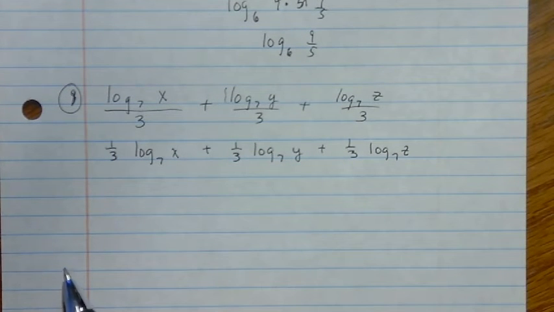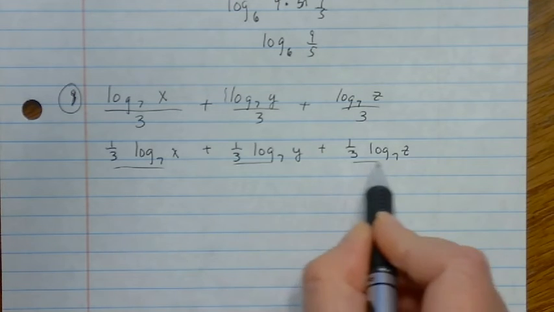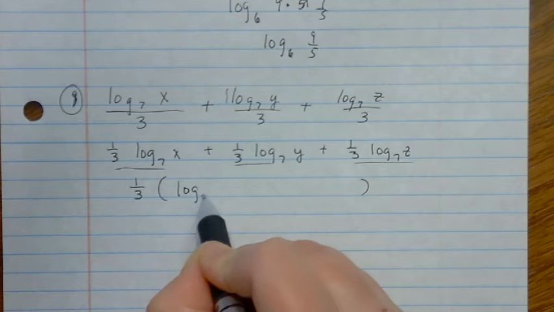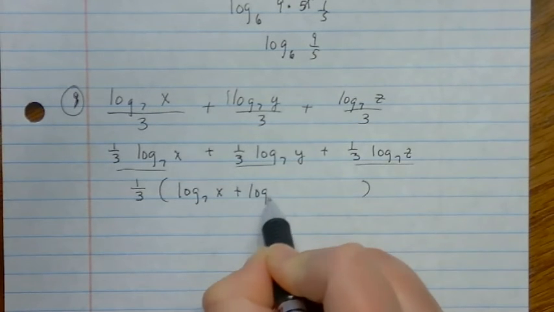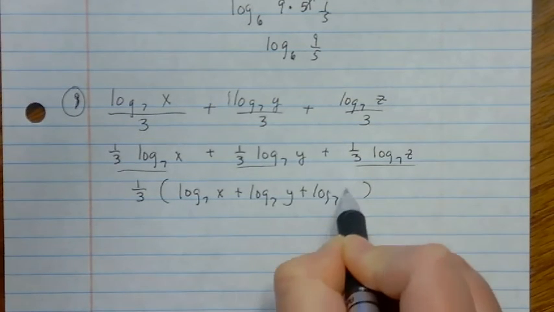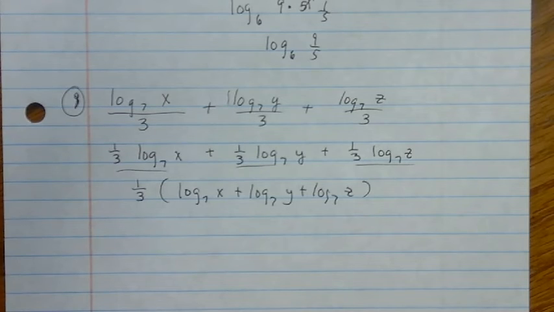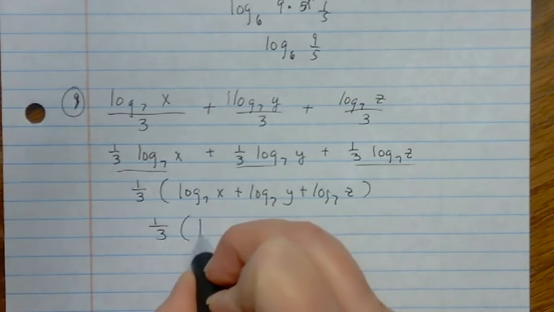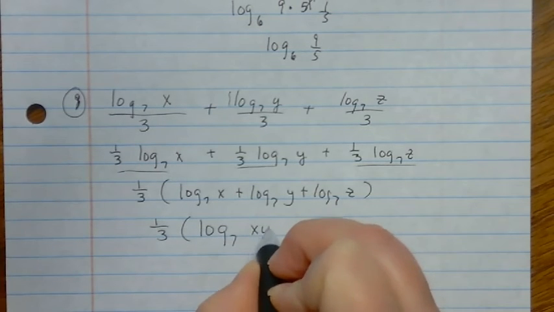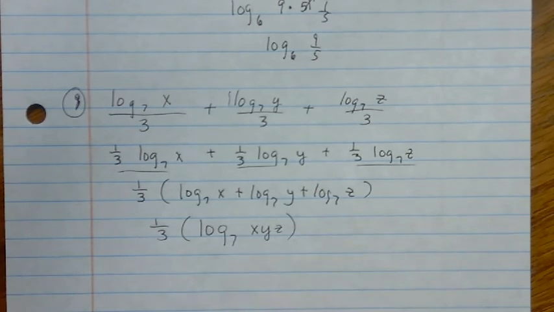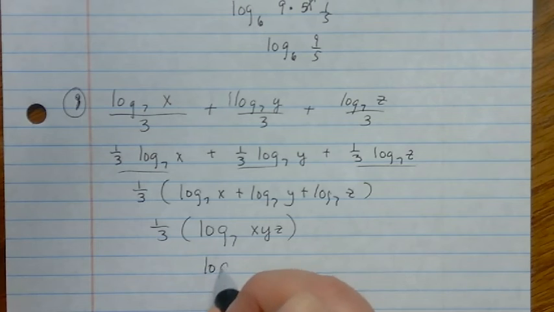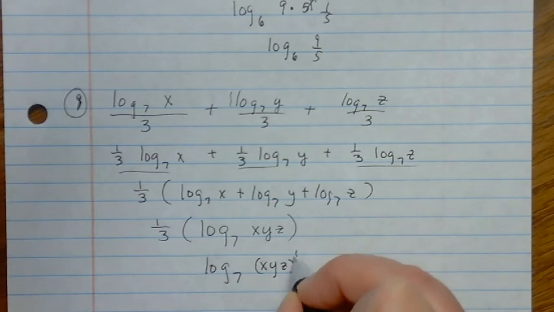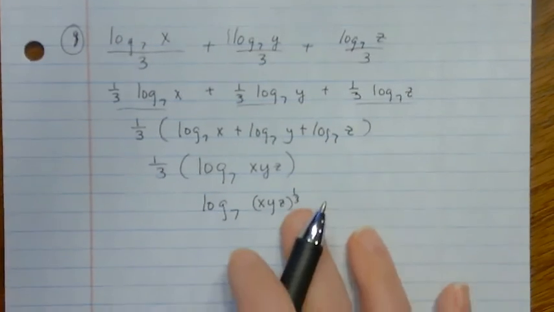Well, what I do notice is this. All of these have a third. So I think I'll pull the third out to the front. So I have log base 7 of x. By the way, this is not the only way to work this problem. And now inside I have the addition, so that would be the product property. So 1/3 log base 7 of x times y times z. So this would be log base 7 of x, y, z, and all of that is to the 1/3 power.